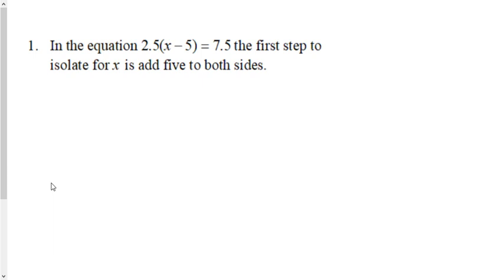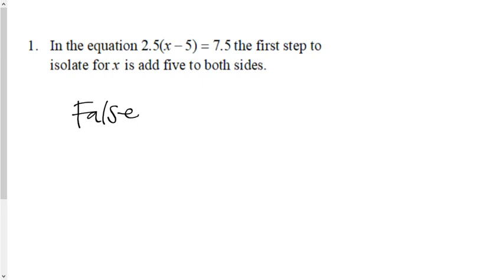This is Chapter 8, Solving Linear Equations, aka Algebra, your chapter final for Chapter 8 on algebra. The first four questions were true and false. It says, in the equation 2.5 multiplied by x minus 5 equals 7.5, the first step to isolate for x is to add 5 to both sides. The answer is false.